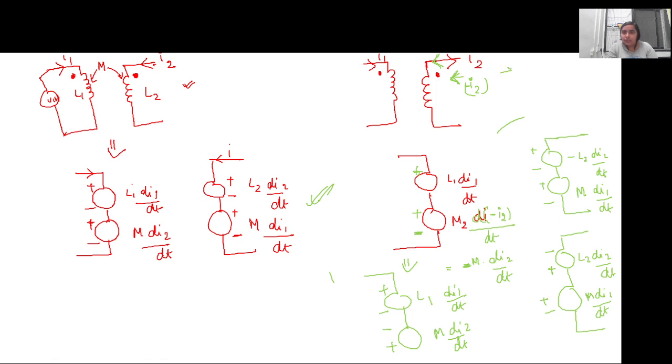So we are imagining that a current minus I2 is entering this dot, right? So that means the self inductance will be L2 d minus I2 by dt, right? So I'm just taking the minus outside and then reversing the sign. Okay, ma'am, understood.